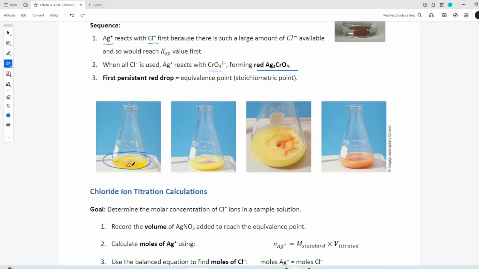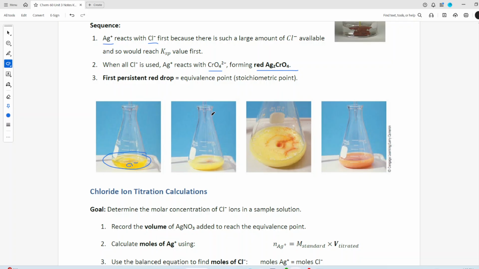It's just going to contain chloride ions. So you're not actually going to know what this solution is, because otherwise it wouldn't be unknown. So you're going to have this thing that has chloride ions in it, and you're going to put in your indicator. Now it's going to have this sort of yellow color, okay?